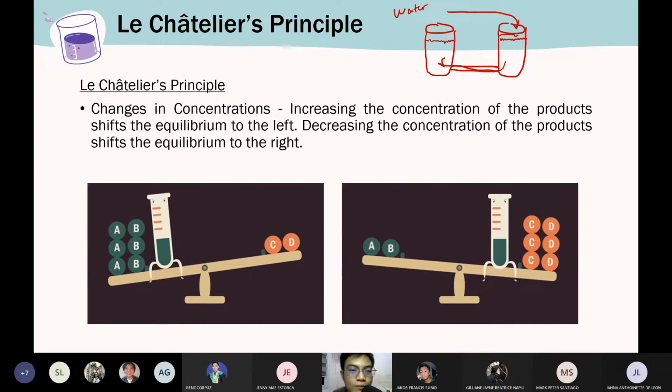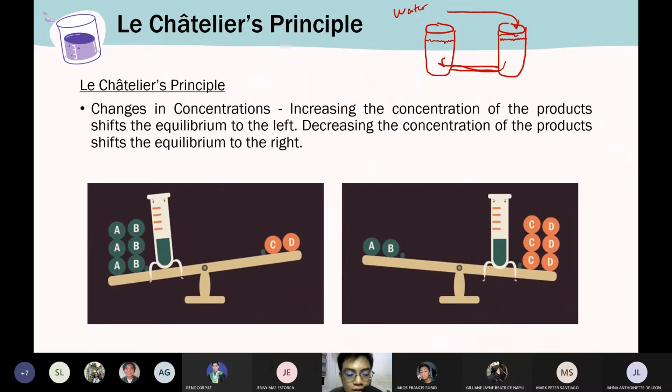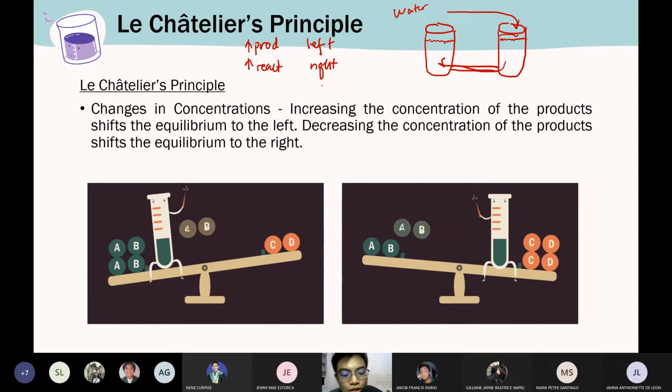Okay? So, always remember, when you increase the concentration of one side, the direction of the reaction goes to the other side. Okay? So, increase in product, shift to the left. Increase in reactant, shift to the right. Okay? Papunta sa opposite side yung direction ng reaction. Kung saan dumami, sa kabila yung direction.